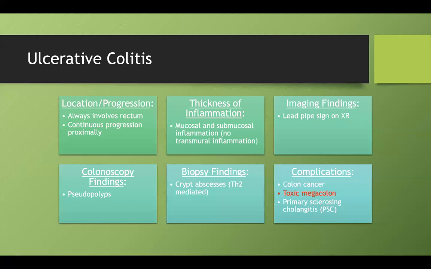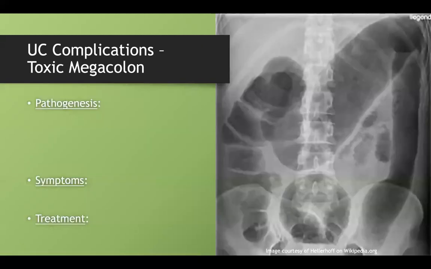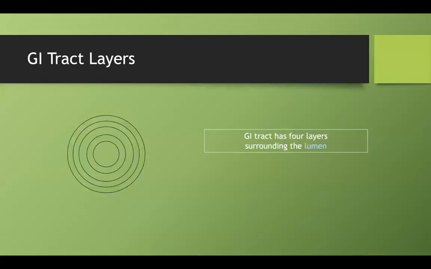Another complication to keep in mind is toxic megacolon. Toxic megacolon is caused by inflammation because of damage to nerves in the myenteric plexus related to that chronic inflammation. Because of this damage to the myenteric plexus nerves, you're going to get a decrease or absence of peristalsis, which is the normal movement of our stool burden throughout our GI tract.